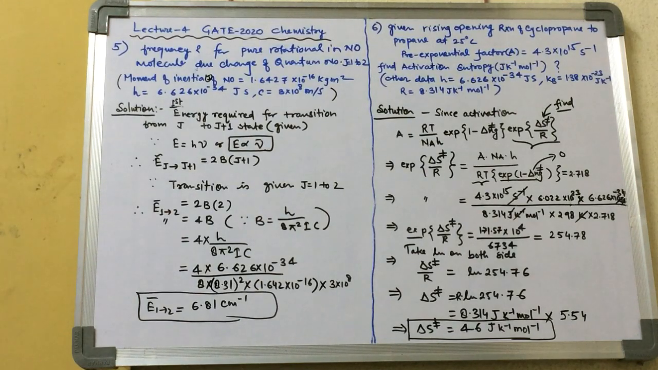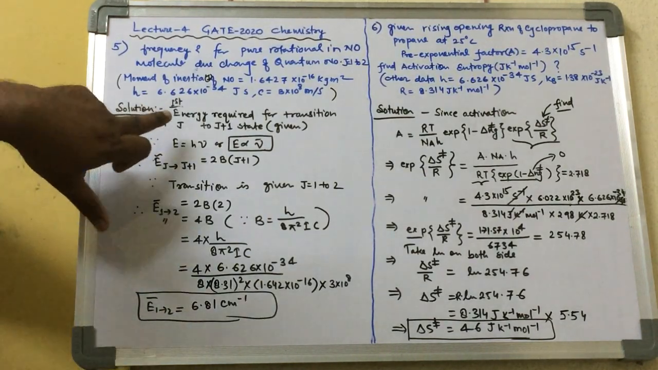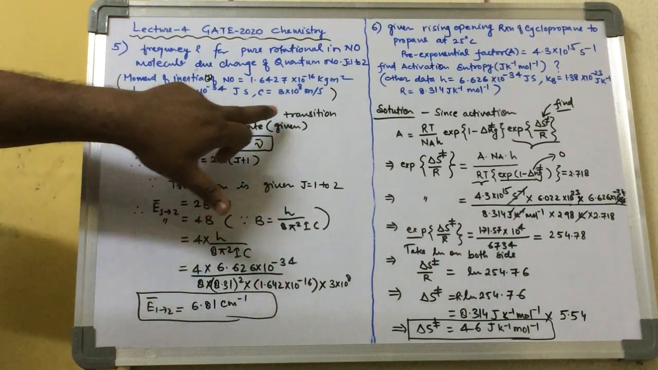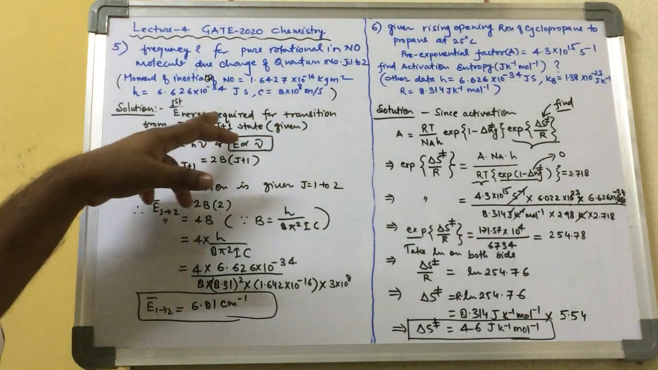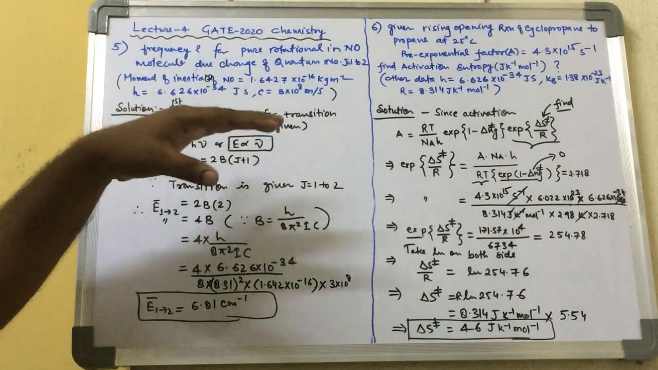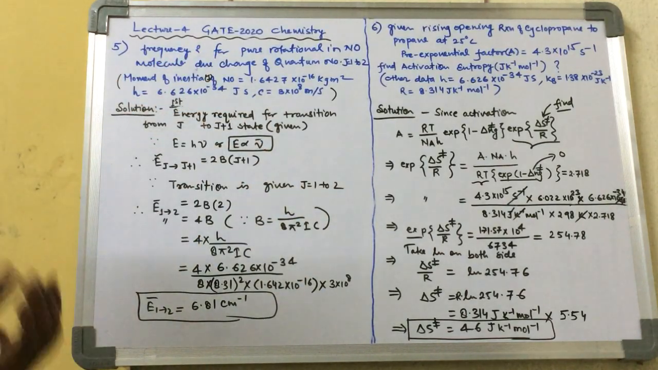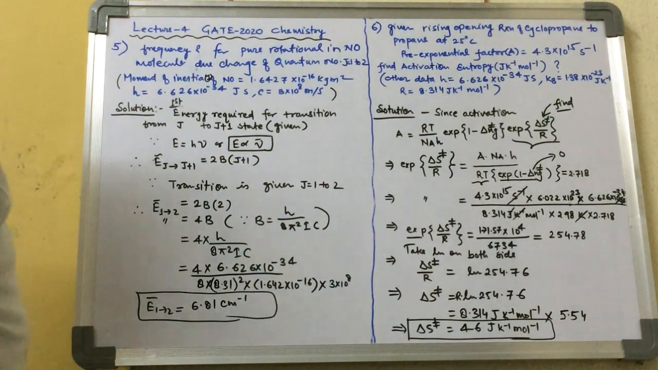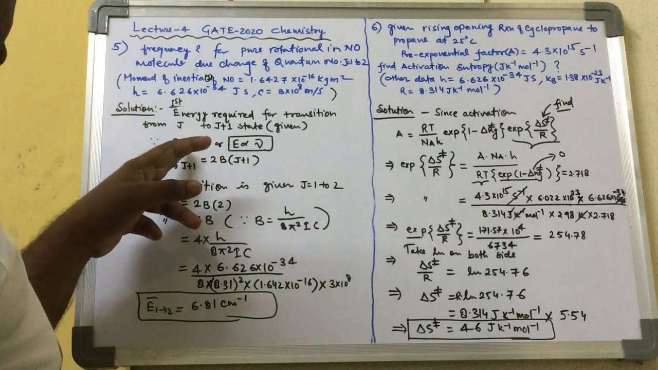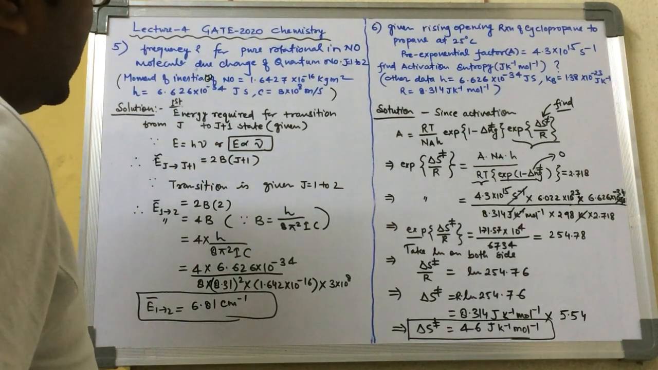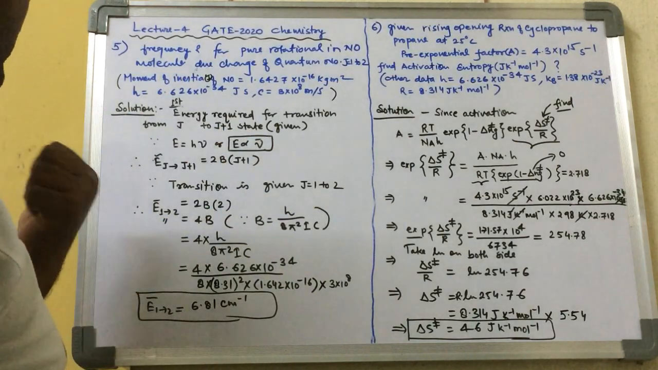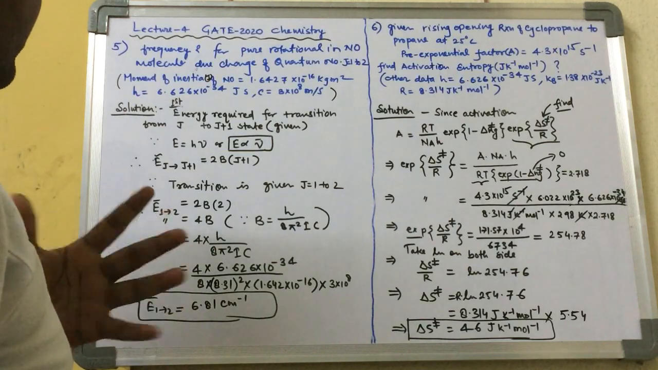So first see the energy required for transition from J to J+1 state, which is given here. So first we have to find energy. Energy is equal to h nu, and this energy is proportional to frequency. Okay, so if we find the energy, then we will get the frequency.